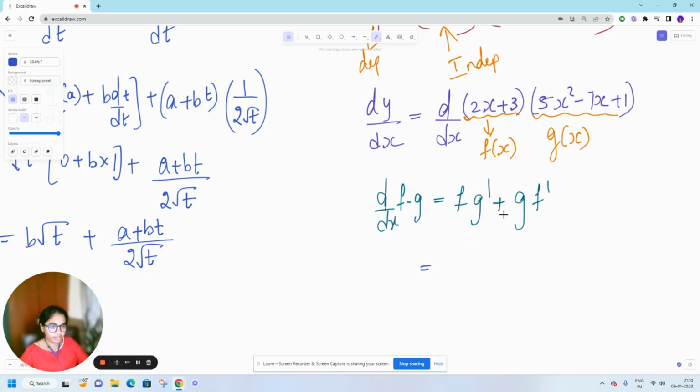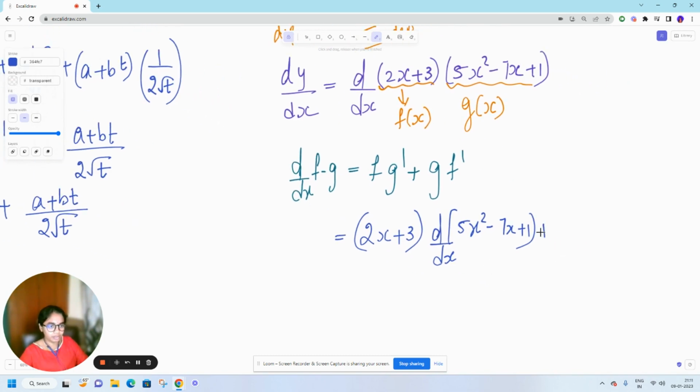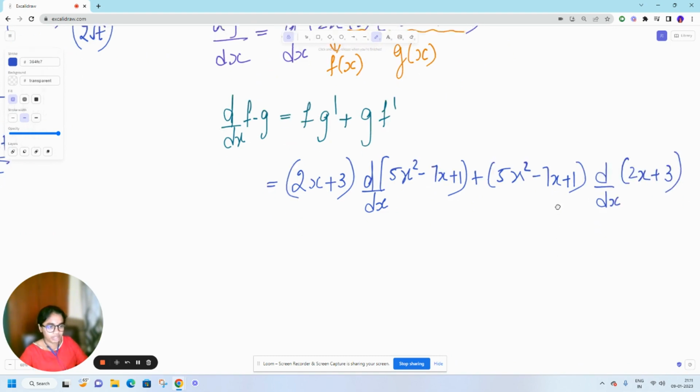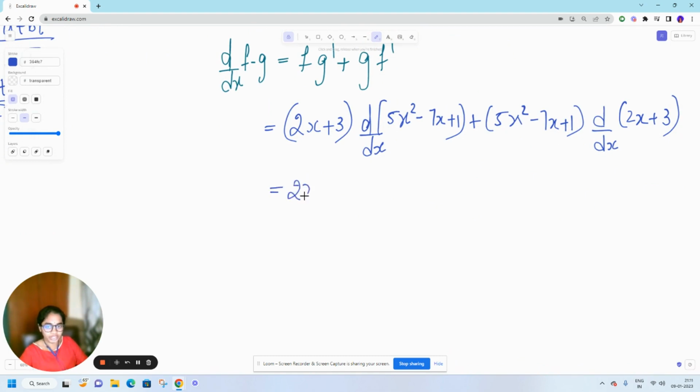Okay, I would have to write f as it is, right? So 2x plus 3 into d by dx of g, that is 5x square minus 7x plus 1. Okay, plus 5x square minus 7x plus 1, and what? Derivative of f, that is d by dx of 2x plus 3. Yes, now let me write down 2x plus 3 as it is.